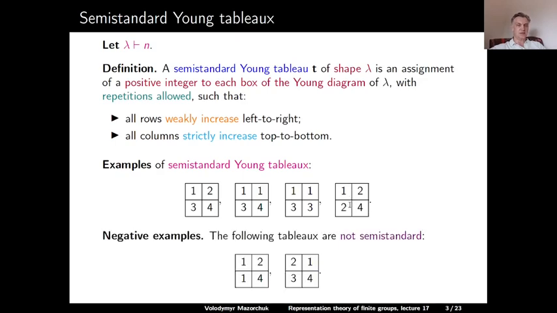Here are some negative examples. So the following tableaux are not semi-standard, also shape 2-2. The first one is 1-2, 1-4, so now the rows increase, but columns only weakly increase, so this is not allowed. And the tableau 2-1, 3-4. So here the first row does not weakly increase.